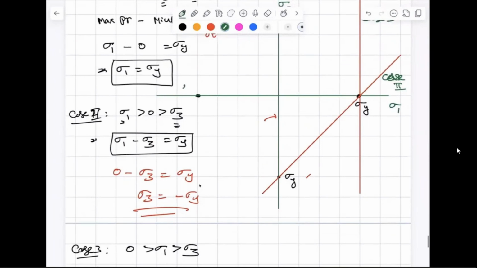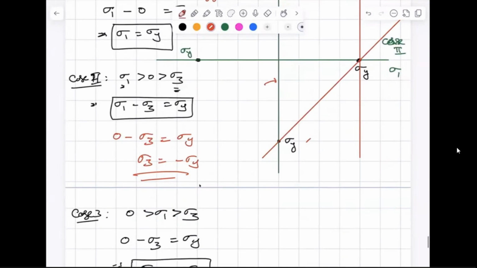What is the difference between case 2 and case 3, sir? Case 2 is one of the principal stresses is positive, another principal stress is negative. Oh, okay. And case 3, both the principal stresses are negative. Got it, sir. Thanks.